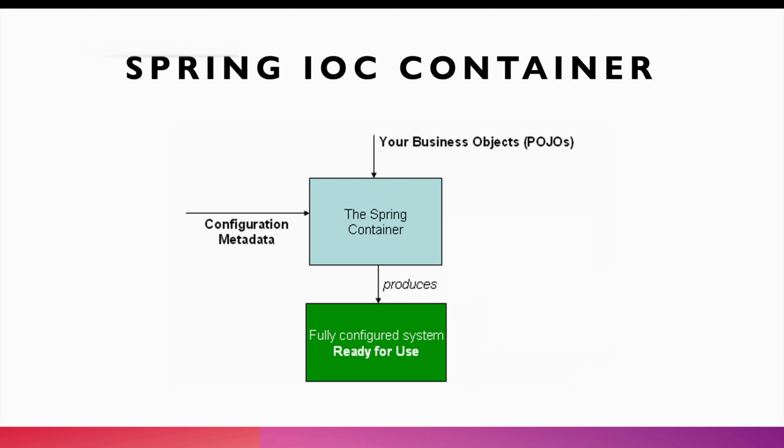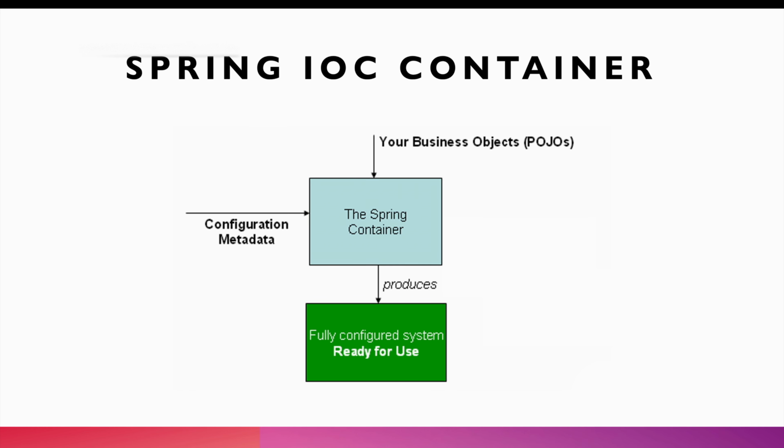If we look at this small diagram of the Spring IOC container, we have our business objects and our POJOs. We pass our POJOs and business objects to the Spring container through a configuration metadata file. That can be spring.xml or applicationContext.xml. In XML we define our beans, we configure those objects, and we pass them to the Spring container. Or if we are doing it the POJO and annotations way, in DTOs and VOs, we pass those to the Spring IOC container, and the IOC container then provides us a fully configured system ready to use.